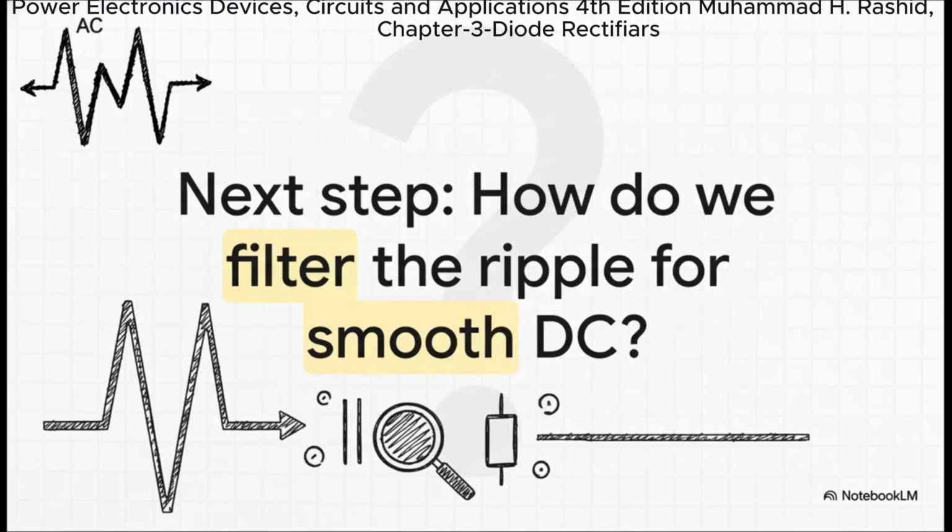So, look, we've done a great job. We've taken AC and we've turned it into a pulsating unidirectional DC. But we're not finished, not by a long shot. We still have all that pesky ripple to deal with. And that, of course, leads us to the next logical step in designing a power supply, which will be our topic for next time. How do we build filters to get rid of that ripple and give us the smooth, steady DC our devices are crying out for? Think about it.